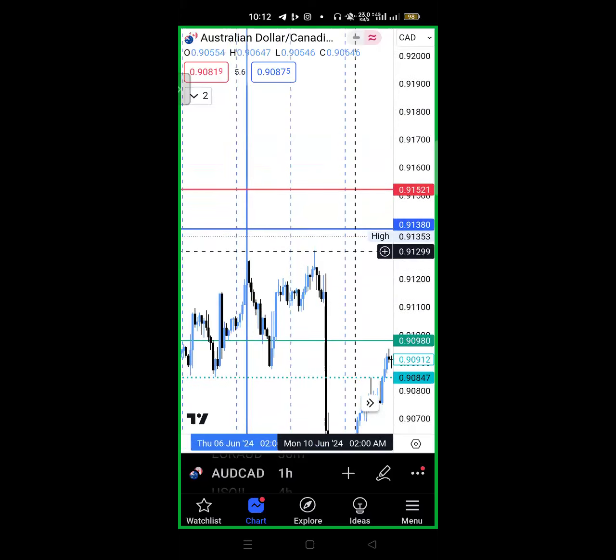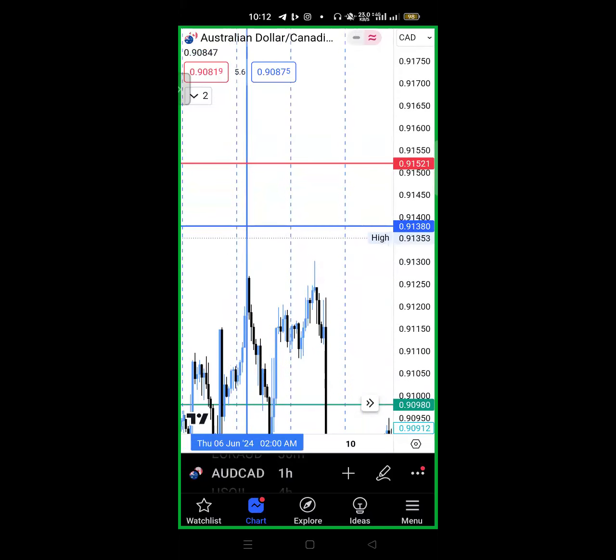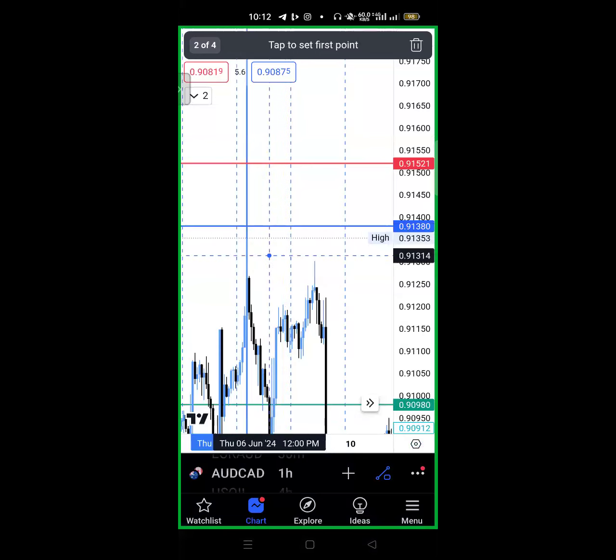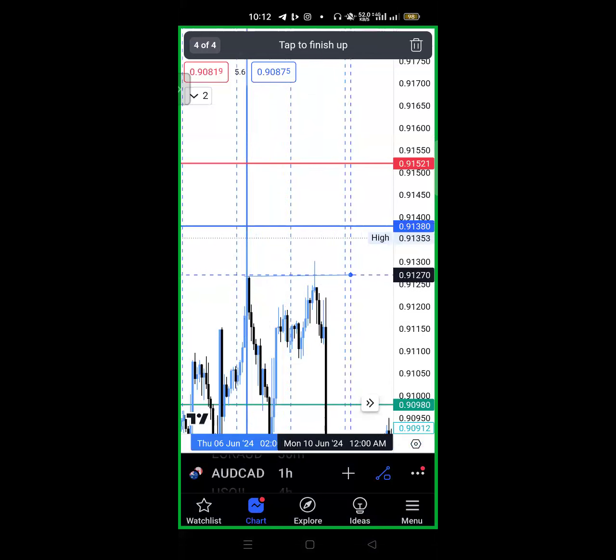Good. So let's mark out the liquidity that was taken out first of all, because we're going to go to a lower time frame now. We need to know where all these things are happening so we'll not miss it. So the market took out from here, took this liquidity here.